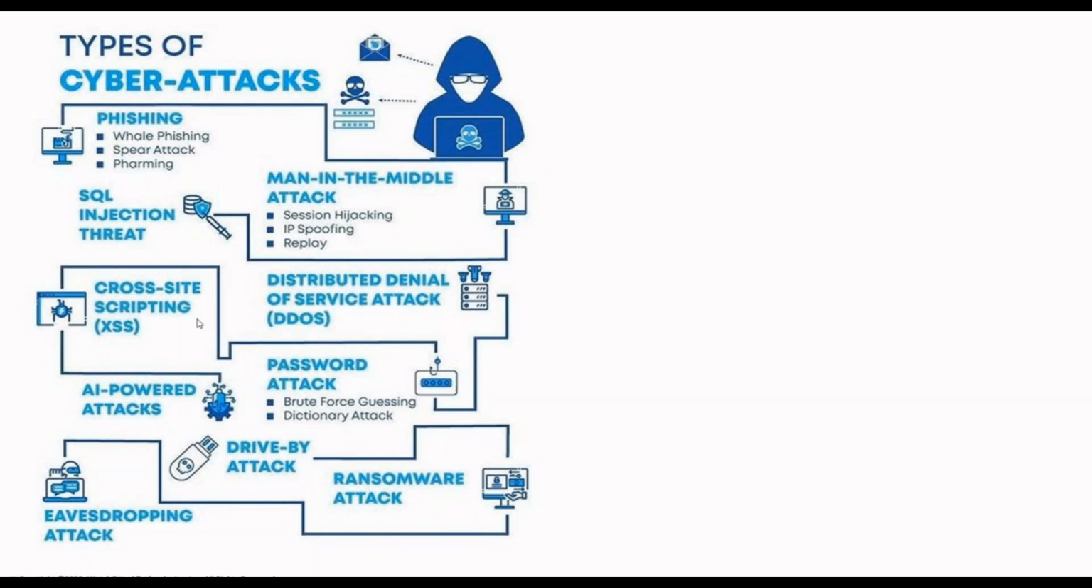We have the cross-site scripting, the password attack, the AI powered attack. So AI is used to do good, which is to provide information about how we stop the attack, but also it's being used in a harmful way to make the attacks smarter and more dynamic and evolving. We have the drive-by attacks, the ransomware attack, and the eavesdropping attack. So these are the different type of cyber attacks.